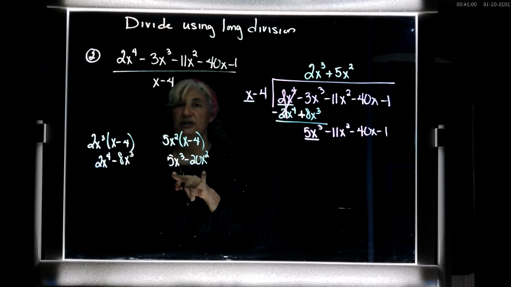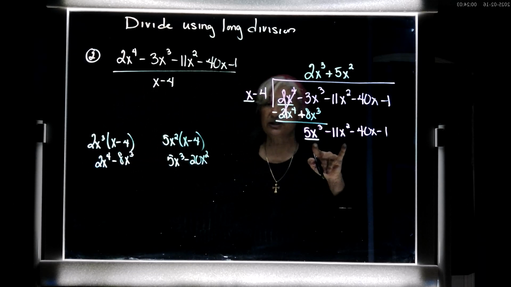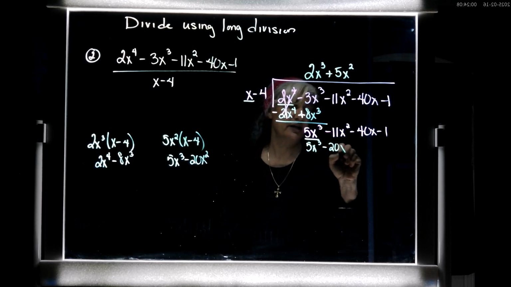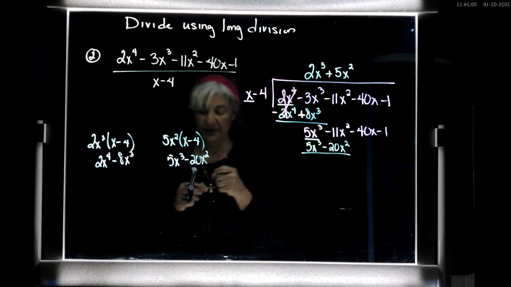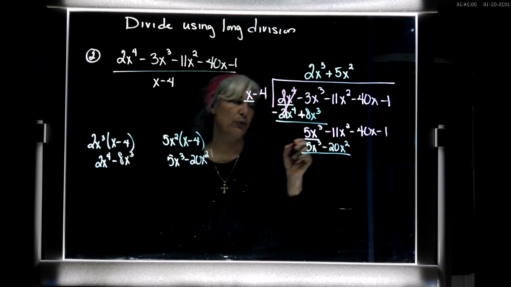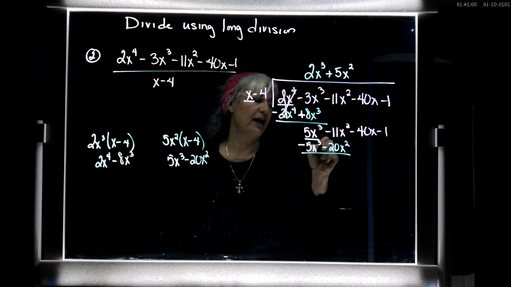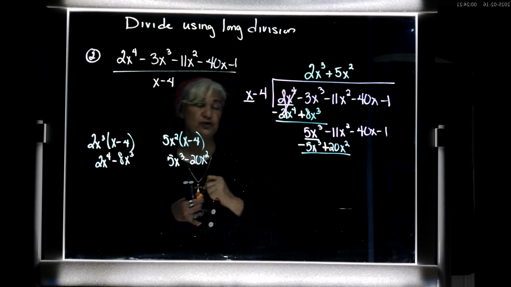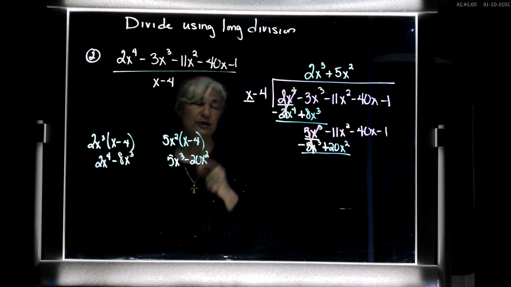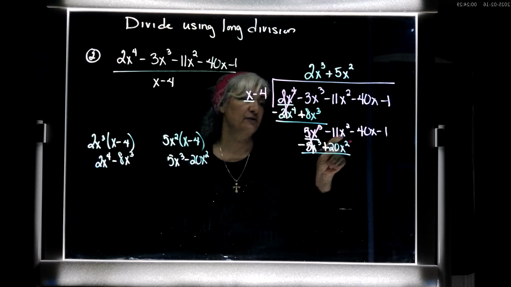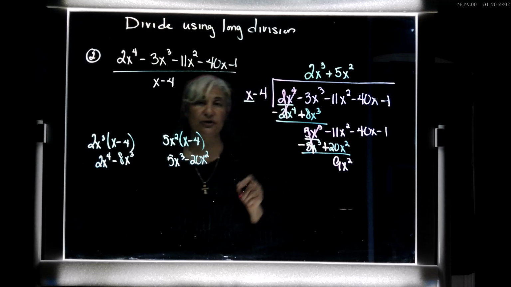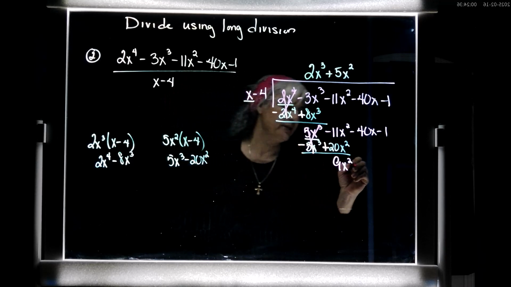Got it. What do you do with these two terms? Put them under the like terms over here. So x cubed under x cubed, x squared under x squared. Now what? Now you subtract. Understood? So how many times? Twice. So this is minus, and this becomes positive. Very good, because you're subtracting a negative. First term drops out, exactly what was supposed to happen. Negative 11x squared plus 20x squared is a positive 9x squared. Good. Then what? Bring the rest of them down.